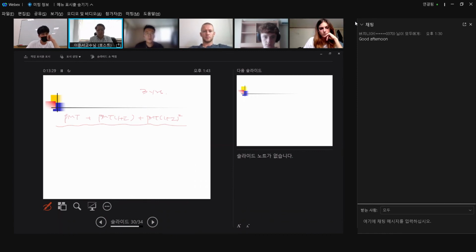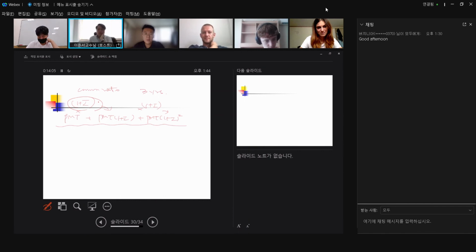So this pattern, right? What is the pattern? The first term times 1 plus I is going to be the second term, right? The second term times 1 plus I is going to be the third term, right? So what is this 1 plus I called? Common ratio. 공비 in Korean.